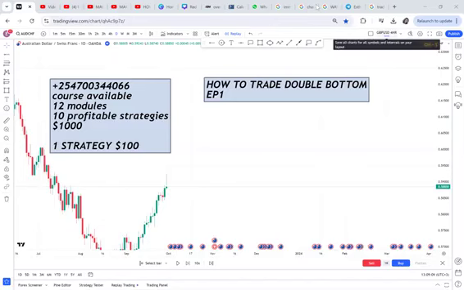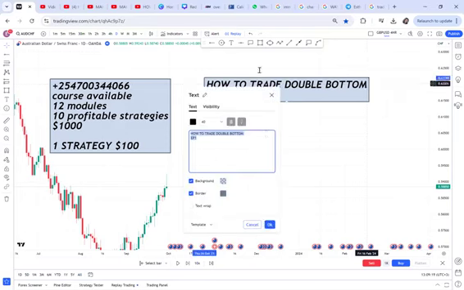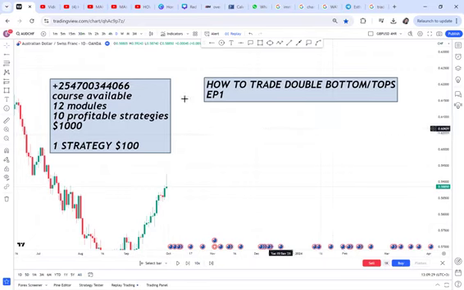Finally, guys, I'm teaching you how to trade double bottoms and double tops. In this video, I will start with the double top. We will be talking about double tops and double bottoms, but we'll start with the double tops first. This is episode 1. If you have ever wanted to trade this pattern, I think this is your series.